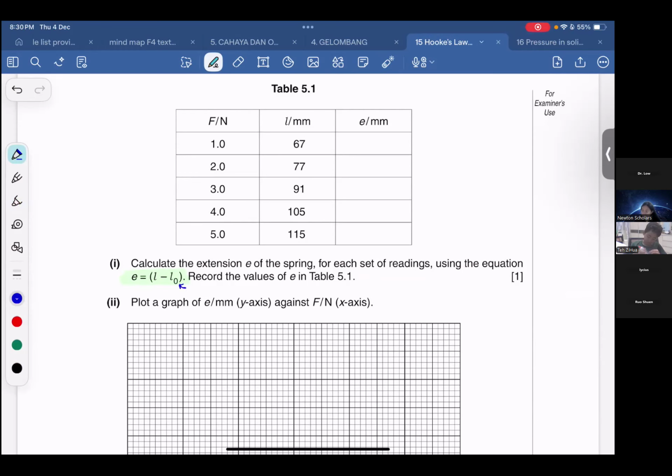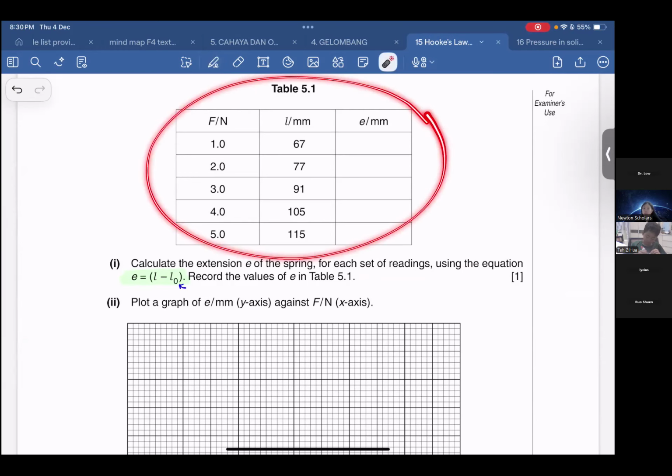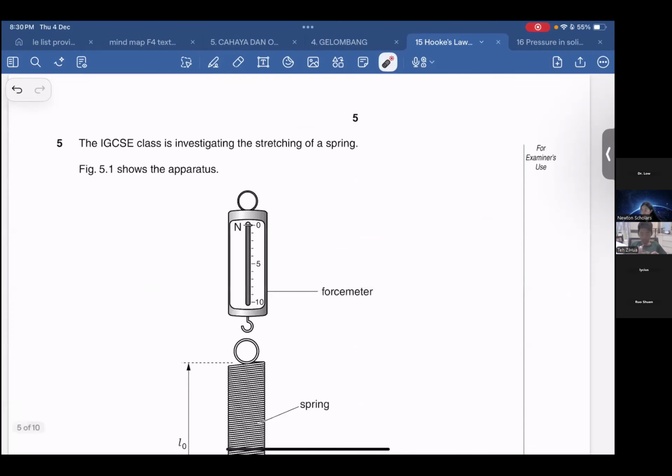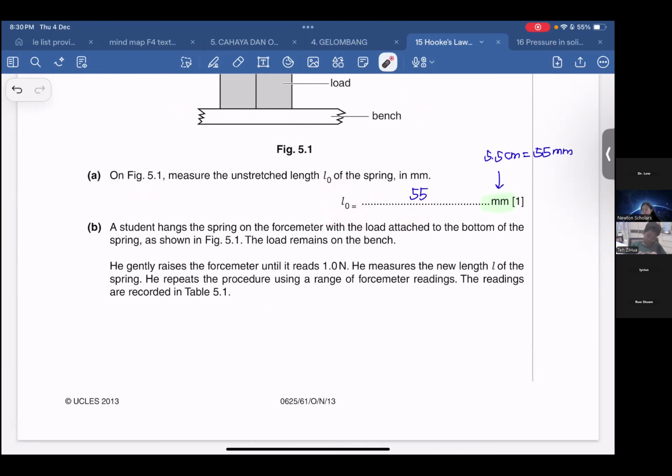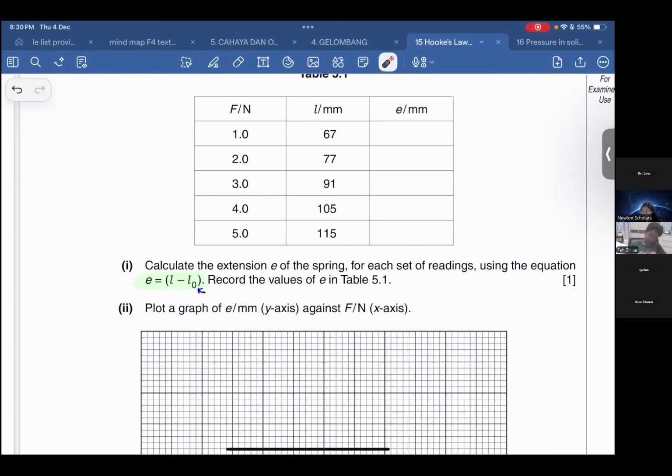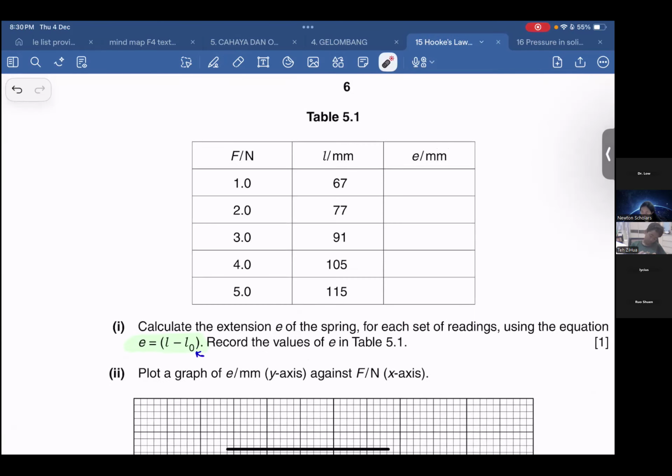What is your L0, teacher? Here didn't have any L0. It must be provided to you, or they ask you before that. So here, this is our L0, 55. 55 is our L0. So come here. e equals L minus L0.